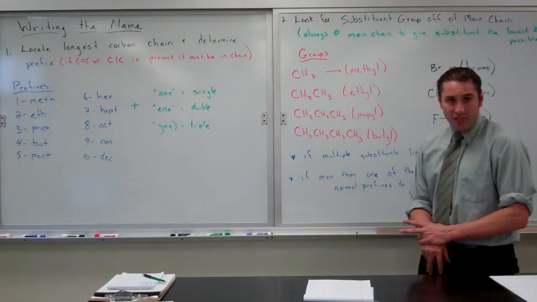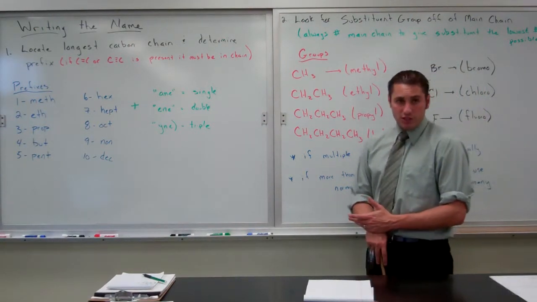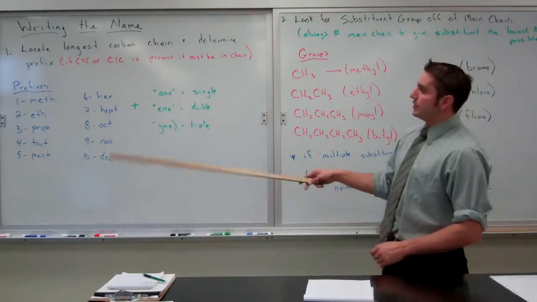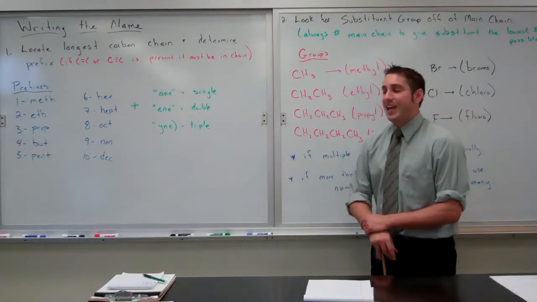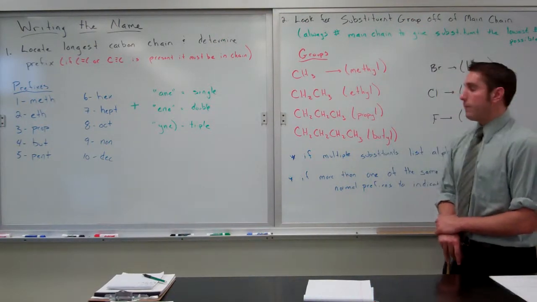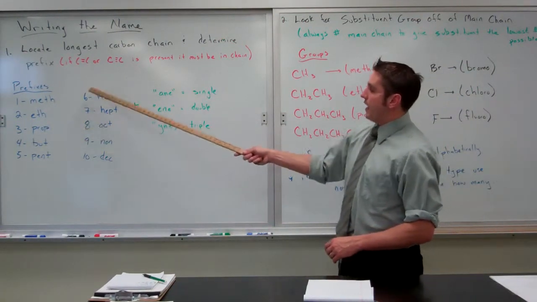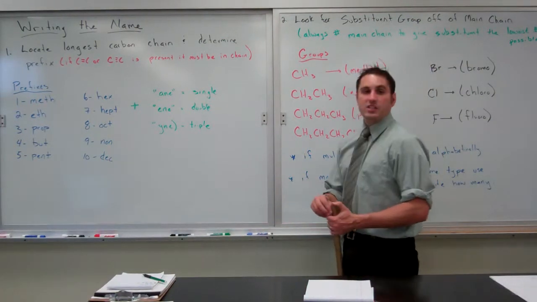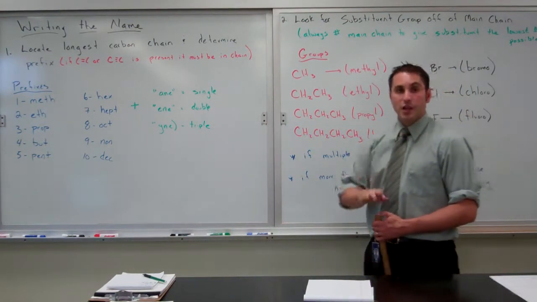2 is eth. 3 is prop. 4 is bute. 5 is pent. 6 is hex. 7 is hept. 8 is oct. 9 is non. And 10 is dec. So the good news is a lot of them are the same, from the covalent structures to organic structures. Pent, hex, hept, oct, non, dec, all the same. The only ones you have to remember the difference is for the first 4. 1 is meth, 2 is eth, 3 is prop, and 4 is bute.